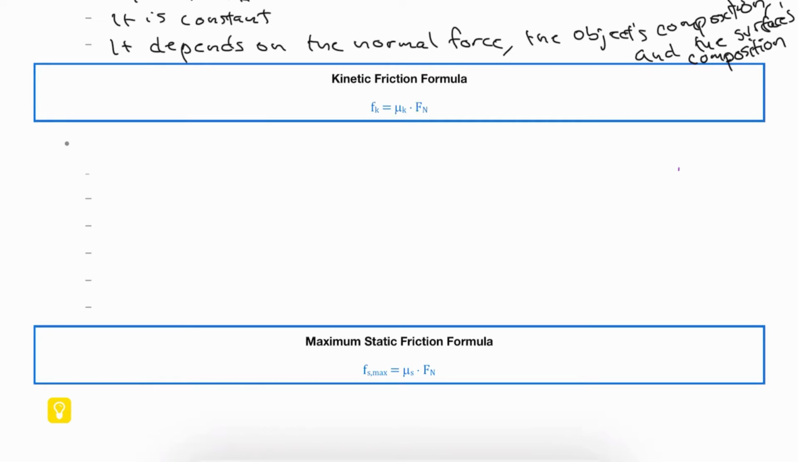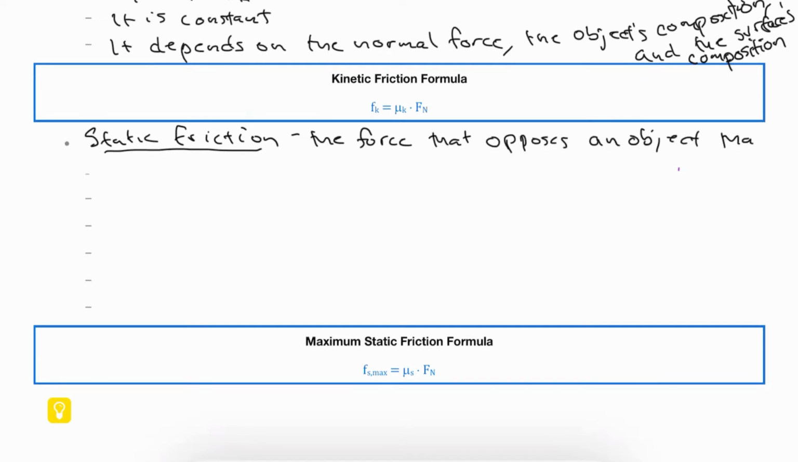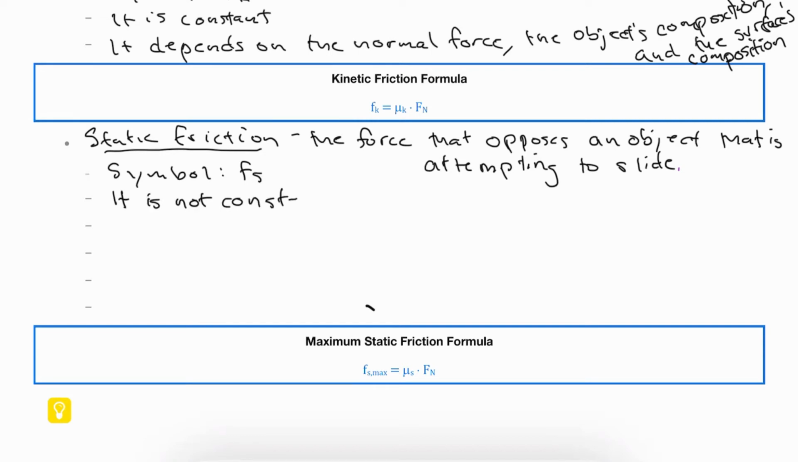Now, you've probably had the experience before where you have tried to, say, push a couch and it didn't move. And that's a separate situation with friction. That's what's called static friction. This is the force that opposes an object that is attempting to slide but does not move. It gets the symbol F sub s. And the thing about static friction is it is not constant. Static friction always counteracts the applied force, and so there is going to be no formula for static friction because it's always going to react to whatever's being applied.